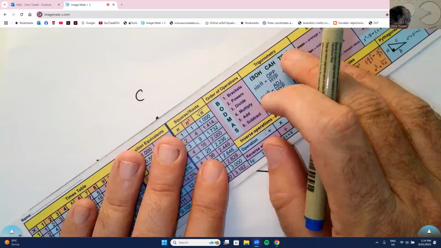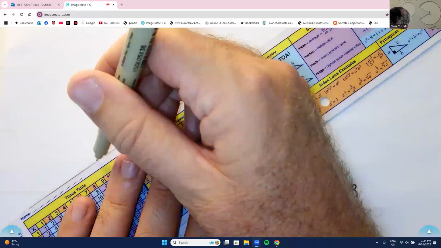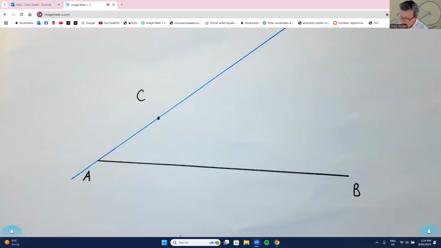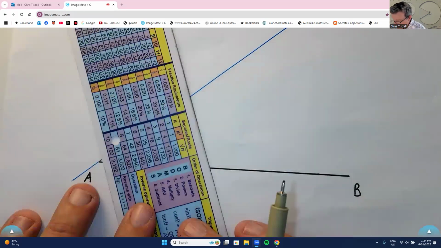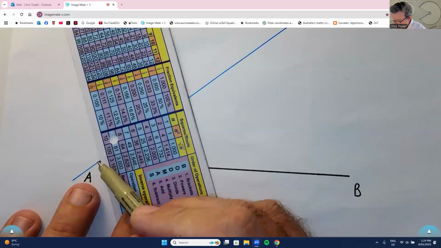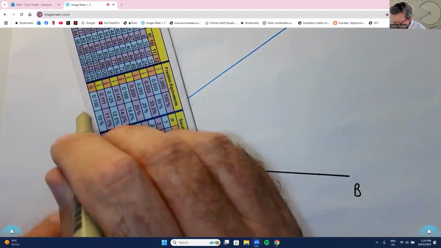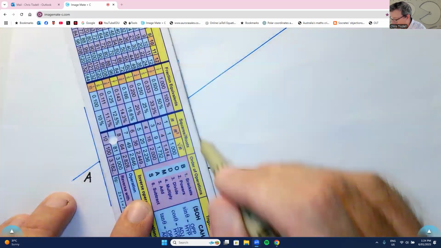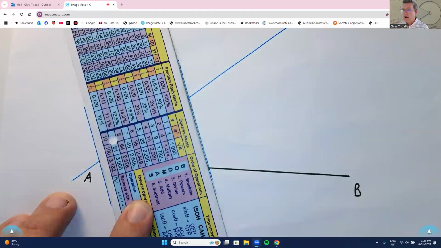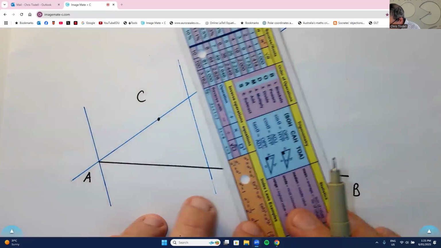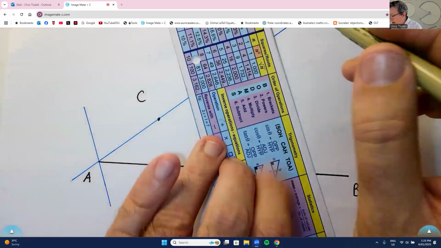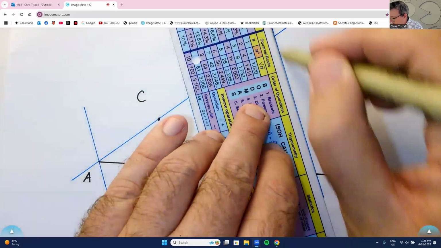So first thing I'm going to do is to rule or construct a line segment joining the endpoint A with the point C. Secondly, I'm going to put one edge on the point A and rule a line. And then I'm going over to the other side of the straight edge and rule a parallel line. Okay, so I'm going to repeat that process by moving my parallel straight edge and ruling another line.